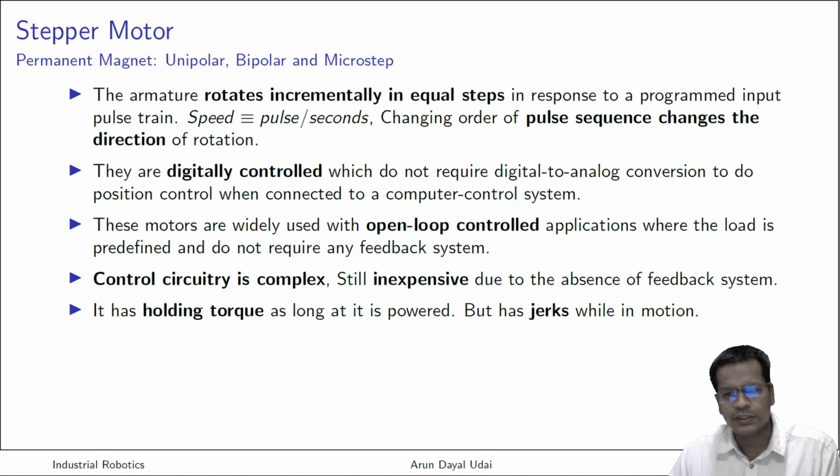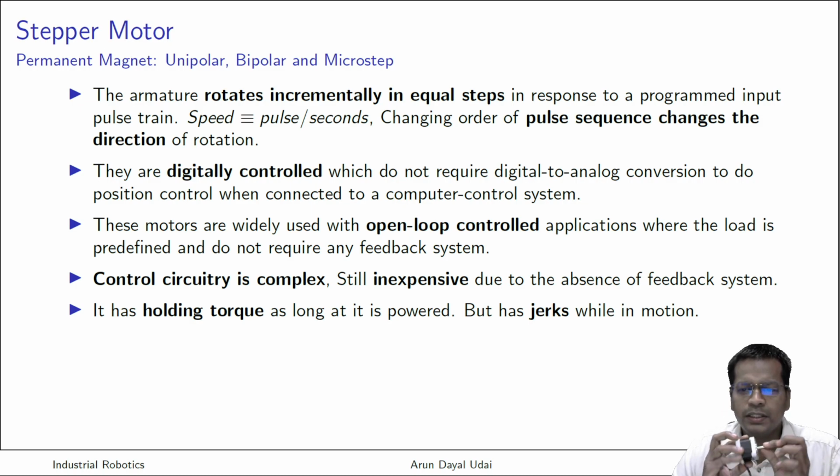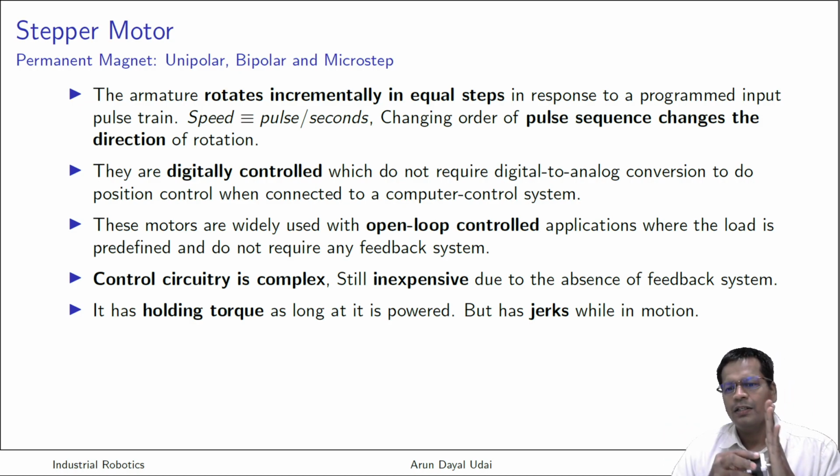But in case of a stepper motor, even if it is stopped and not running, there is some magnetic field in the stator coils and the armature is held in its place. That is the beauty of this type of motor. Even when it is standing still, it can hold the link which is connected to it in its place.